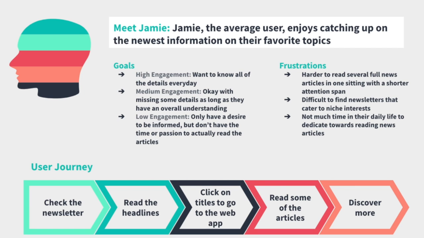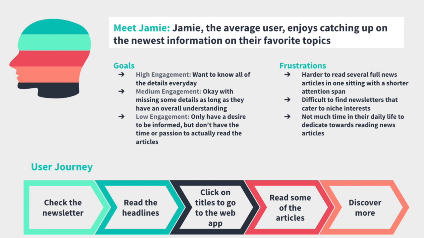A typical user journey for Jamie would look like they would check the newsletter in their email, and then they would read their headlines. And if they're interested by any of the titles, they would go to the web app by clicking on one of the titles, and then they would be able to read all of the articles that are recommended for them as well as their summaries, and they'd be able to discover more by clicking on the article links to go to the article source or look at other recommended articles that they can get while scrolling.